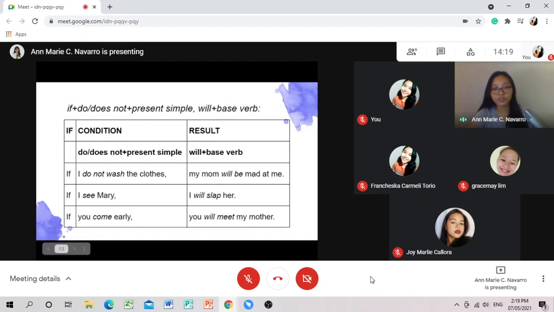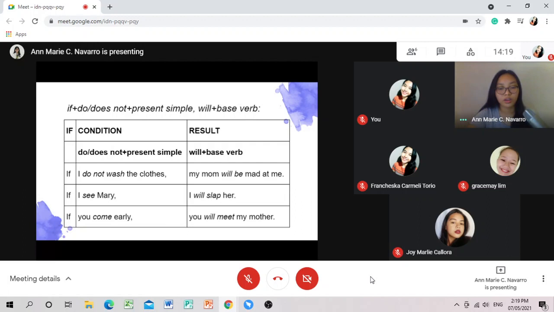Miss Caliora, can you read the sentences in the table? Miss Caliora, are you there? Miss Lim, please read the sentences. Yes, ma'am. If I do not wash the clothes, my mom will be mad at me. If I sing Mary, I'll slap her. If you come early, you will meet my mother.